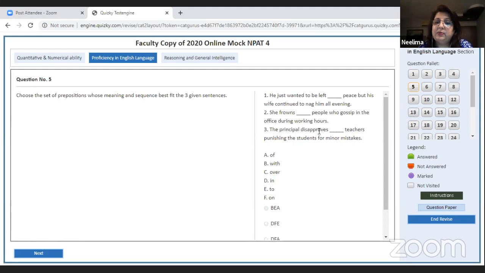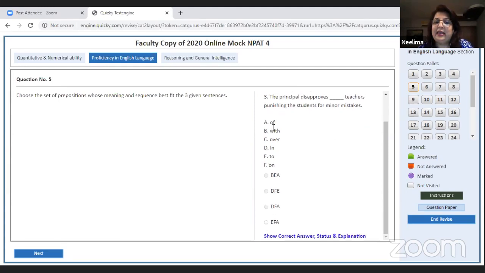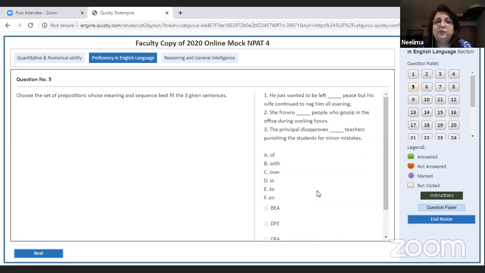The principal disapproves dash teachers punishing the students for minor mistakes. You disapprove or approve of something. So your answer becomes A. So you have the option D, F, A. That becomes your answer. So see, you have to do option elimination simultaneously to save on time.